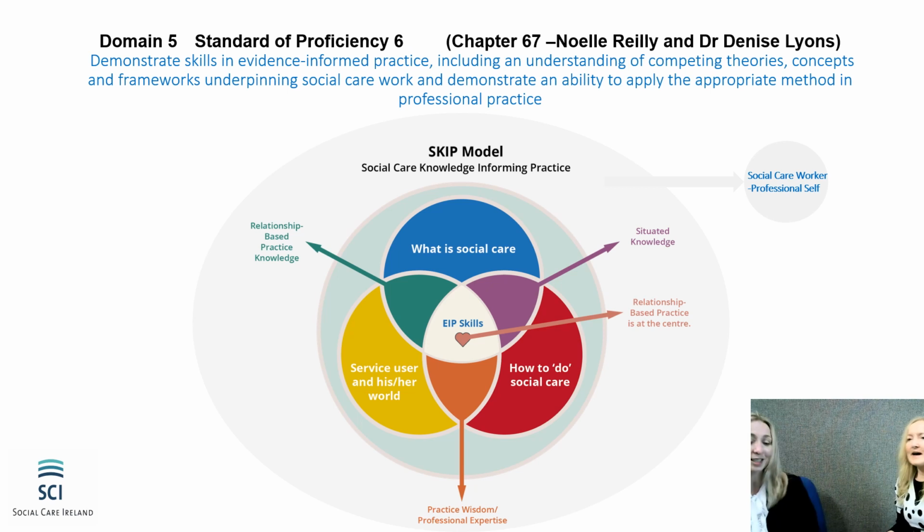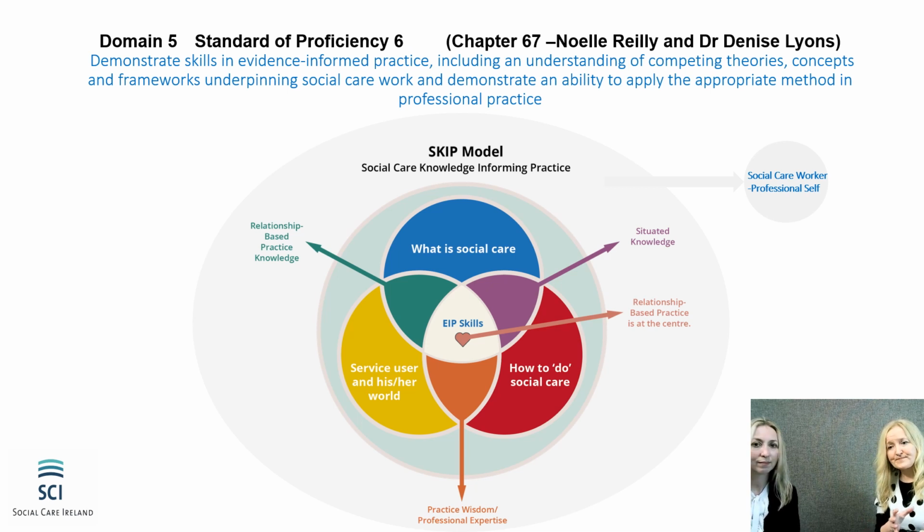So that's to Denise. And what we wanted you to take away from today and from talking about our chapter within the ebook, and that one standard of proficiency in and of itself, is that it's trying to help you understand that everything that we learn is like the jigsaw pieces. So when you're in college and you're learning a theory or a concept from one of your modules, and you say, well, how does it all fit together? It is like a jigsaw, and all of this is informing you under the three categories of knowledge, so that you're learning something about what is social care, how to do social care, or the service user and his or her world.